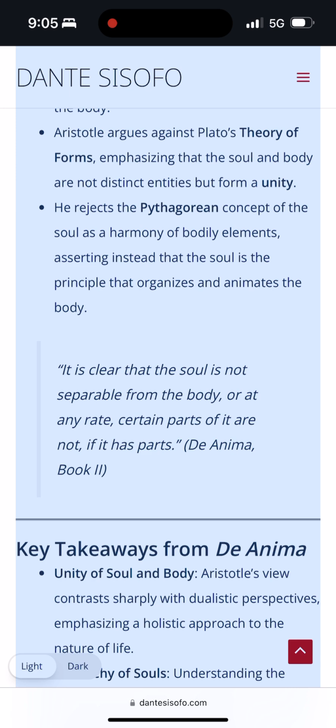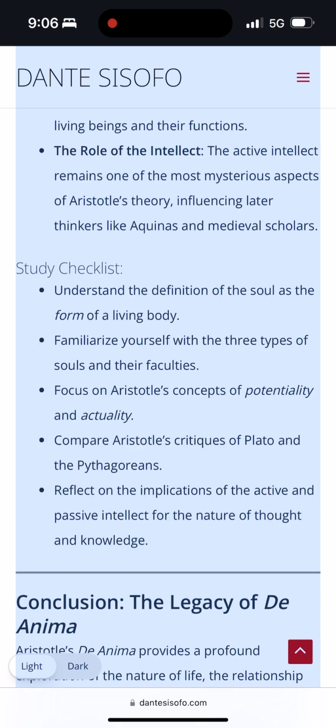Study checklist. Understand the definition of the soul as the form of a living body. Familiarize yourself with the three types of souls and their faculties. Focus on Aristotle's concepts of potentiality and actuality. Compare Aristotle's critiques of Plato and the Pythagoreans. Reflect on the implications of the active and passive intellect for the nature of thought and knowledge.